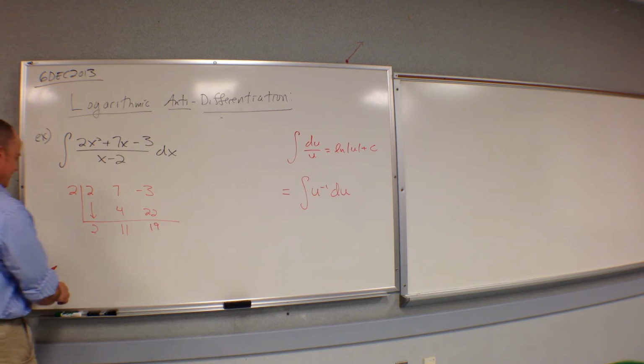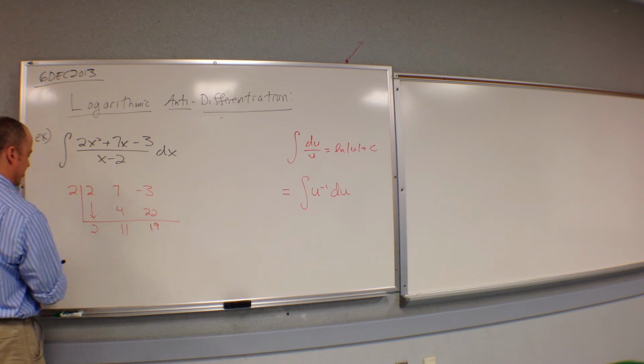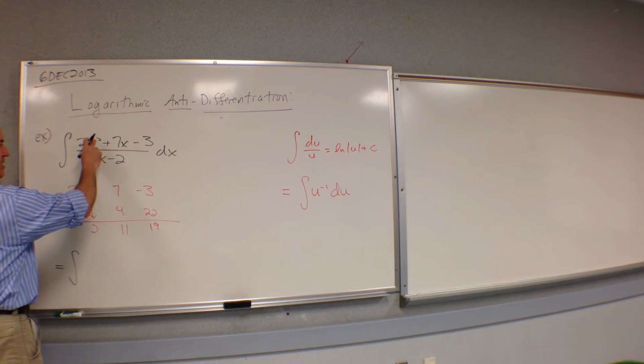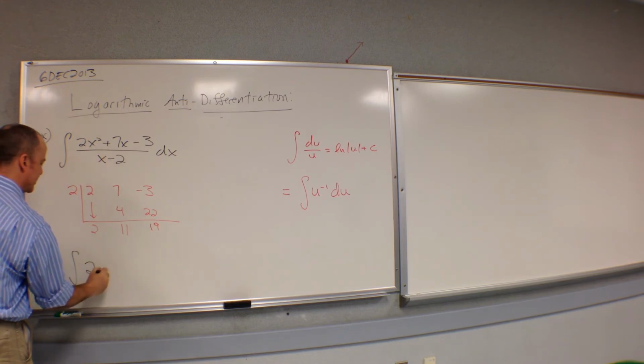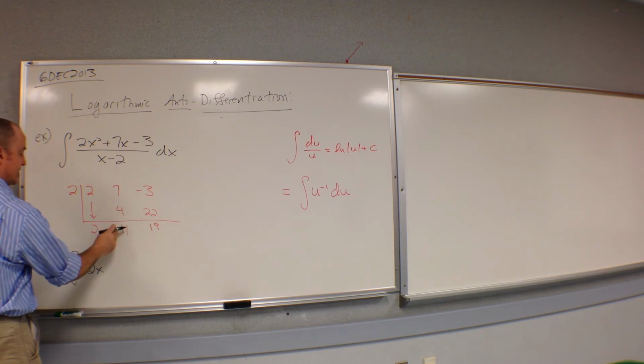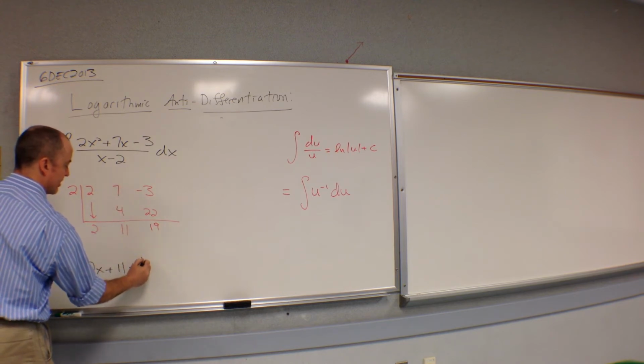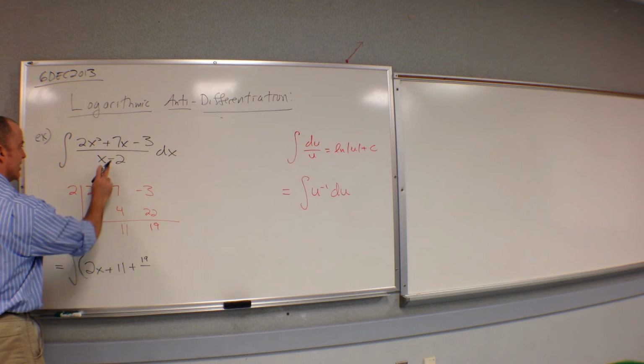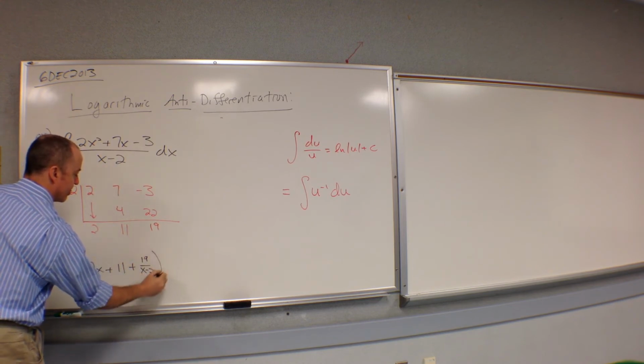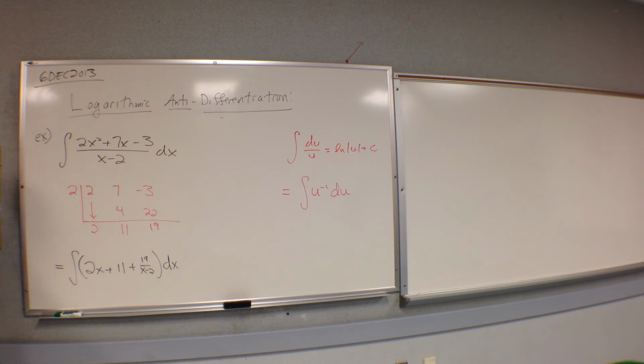Okay, so what this answer means is we can rewrite this integral. With synthetic division, we started with an x squared, so that's going to be a 2x. This is going to be plus 11, and then you put the remainder on top of what you were dividing by. So what we've done is we've split our original integral up here from trinomial over binomial into 3 terms.